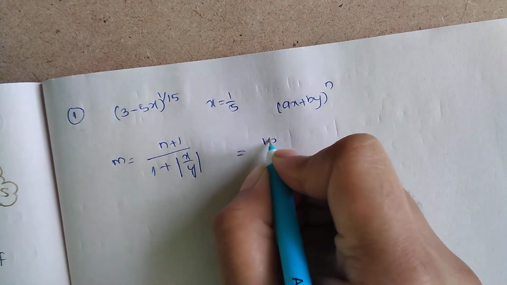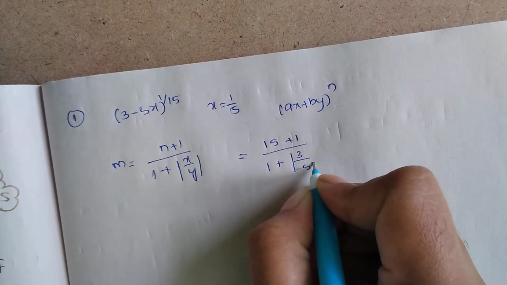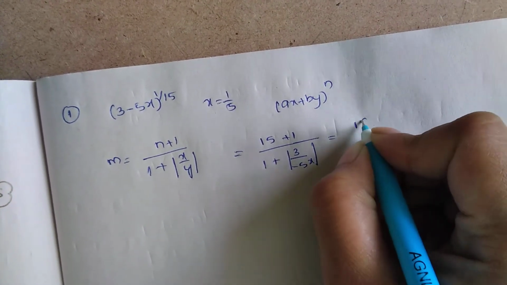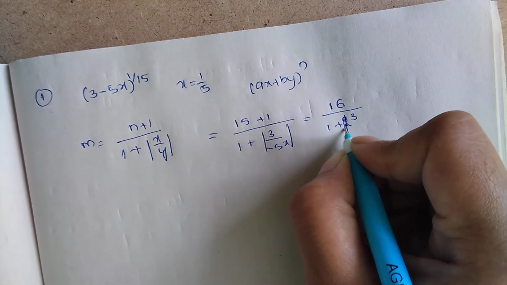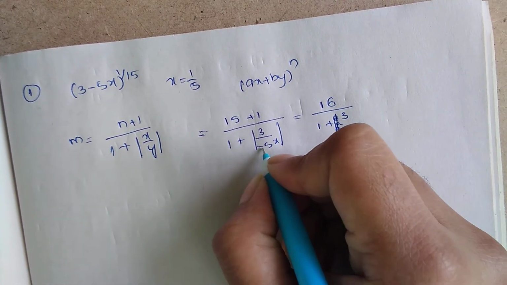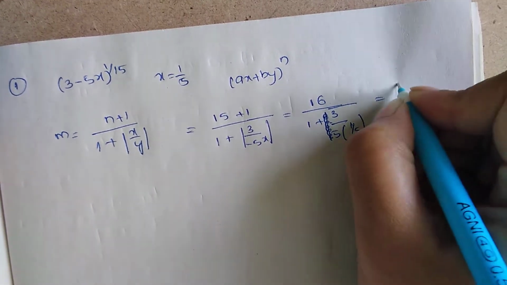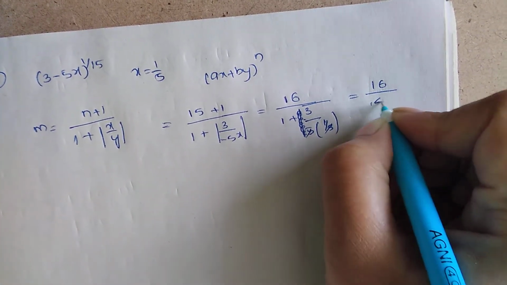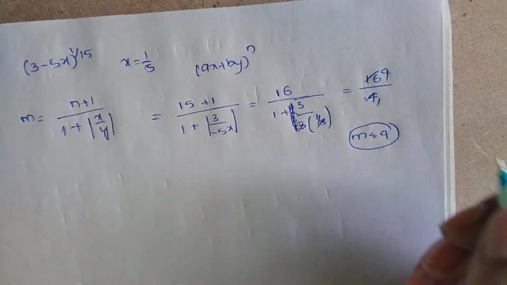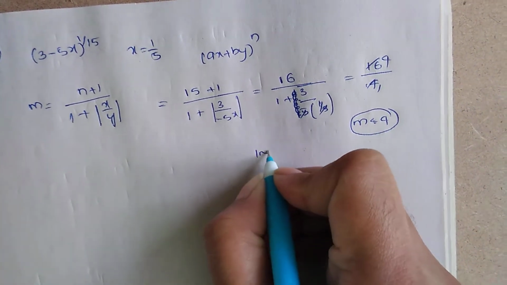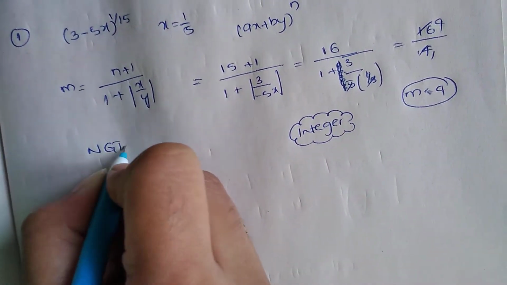What do you get? 15 plus 1 by 1 plus 3 by minus 5x. Yes or no? What do you get? 16 by 1 plus... Of course, we can remove this negative and it becomes positive. 5 into 1 by 5. 16 by 4. So m is 4. Is m integer or non-integer? It is integer, right? If it is integer, then what will be the numerically greatest term?